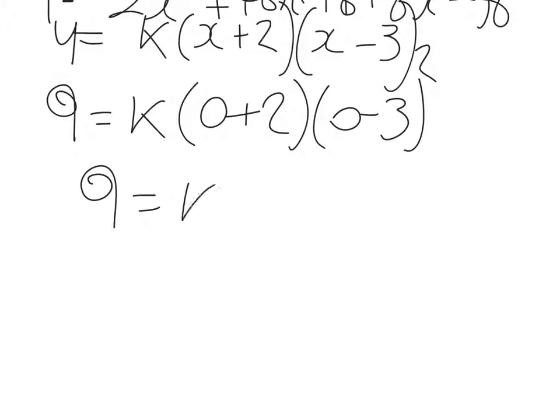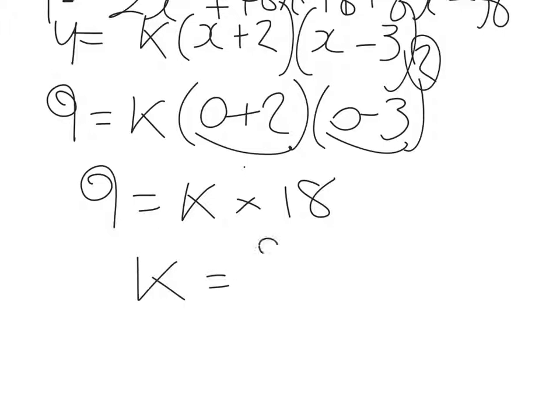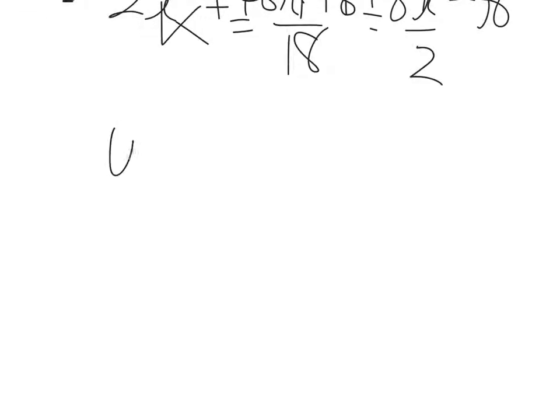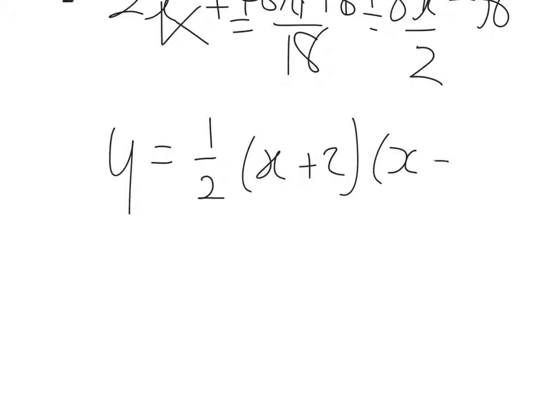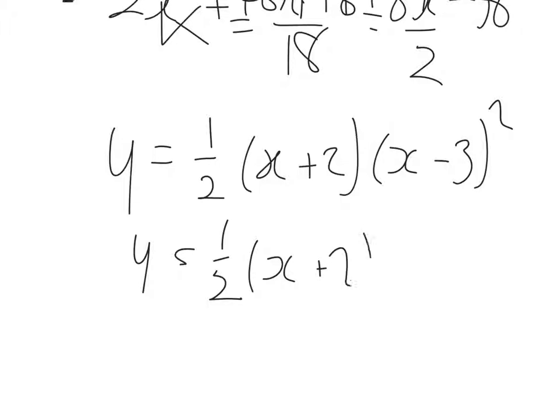So 9 is equal to k times, well, 0 plus 2 is 2, 0 minus 3 is -3, but square that and I get 9, times that by 2, and that's 18. So then k is equal to 9 over 18, which is 1/2. So then that's y equals 1/2 bracket x plus 2 bracket x minus 3 all squared. So that's 1/2 bracket x plus 2 bracket x squared minus 6x plus 9.